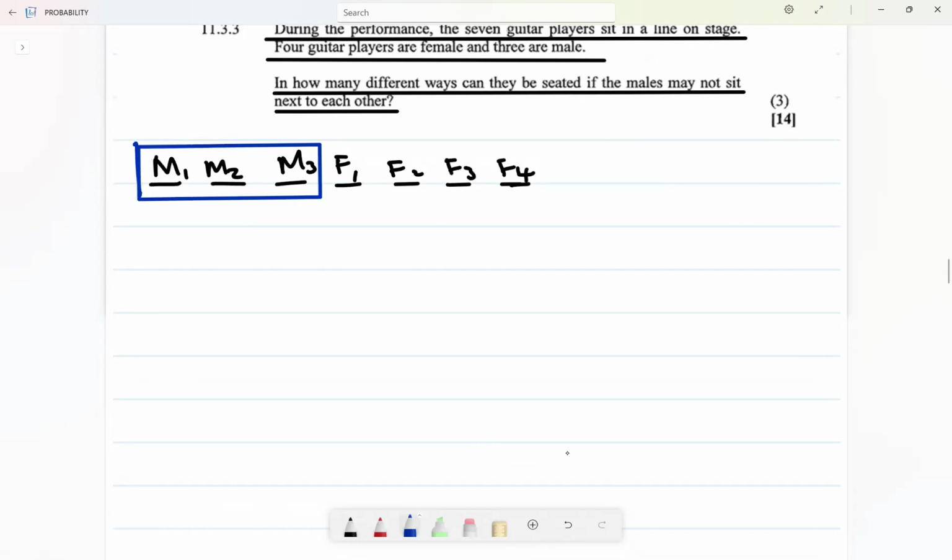And after forming a unit, we consider them as one. But since there are three of them inside, we're going to say 3 factorial. Why 3 factorial? Because they can rearrange themselves in whatever manner. It can either be male 1, male 2, or male 3, male 2, male 1. So there are 3 different combinations that they can do. So this is now the combination of males, multiplied by any females thereof.